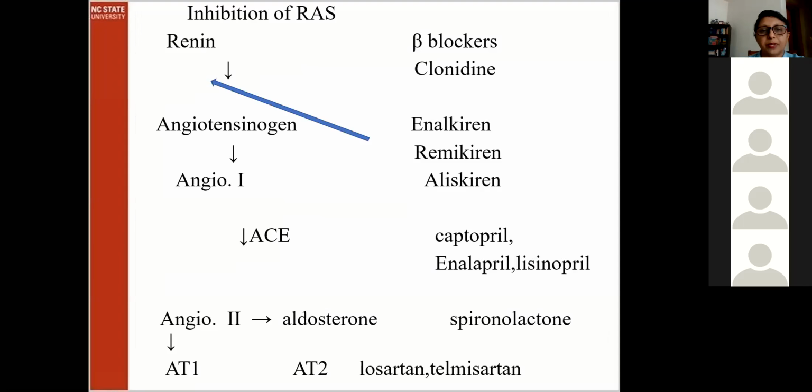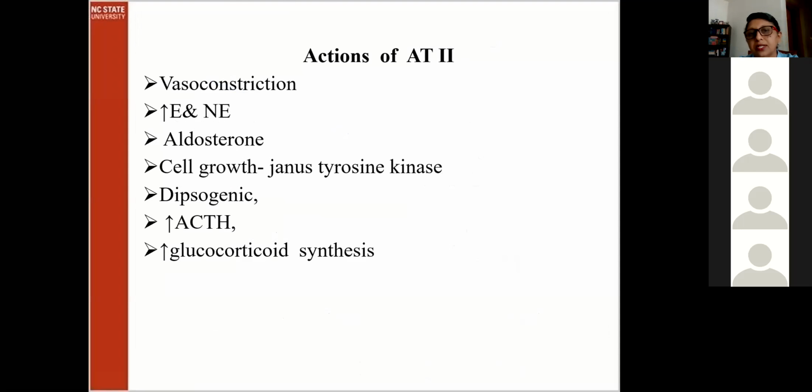Okay, I'll show this slide again. Just read it. What are the actions of angiotensin 2? Vasoconstriction, increase epinephrine and norepinephrine, aldosterone, cell growth, Janus tyrosine kinase, dipsogenic, increase ACTH and increase glucocorticoid synthesis. So ACE inhibitors will inhibit the formation of angiotensin 2. What can be the action of an ACE inhibitor? When we use an ACE inhibitor, there is no angiotensin 2. So tell me one action.